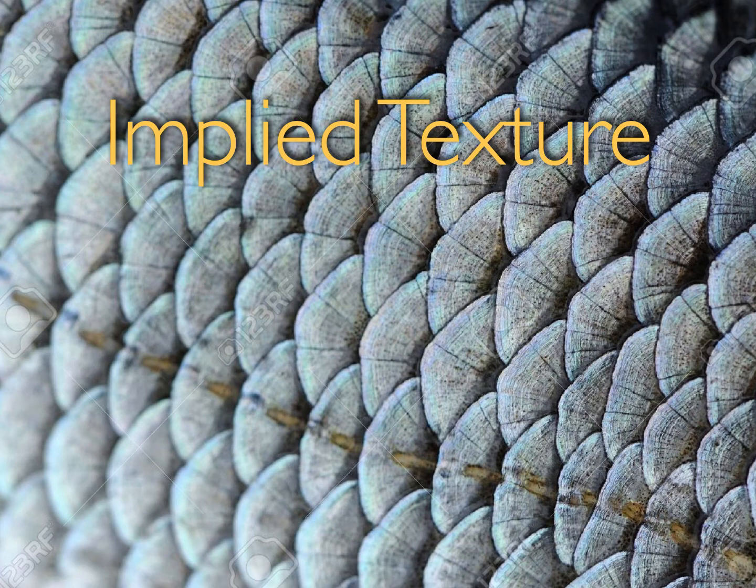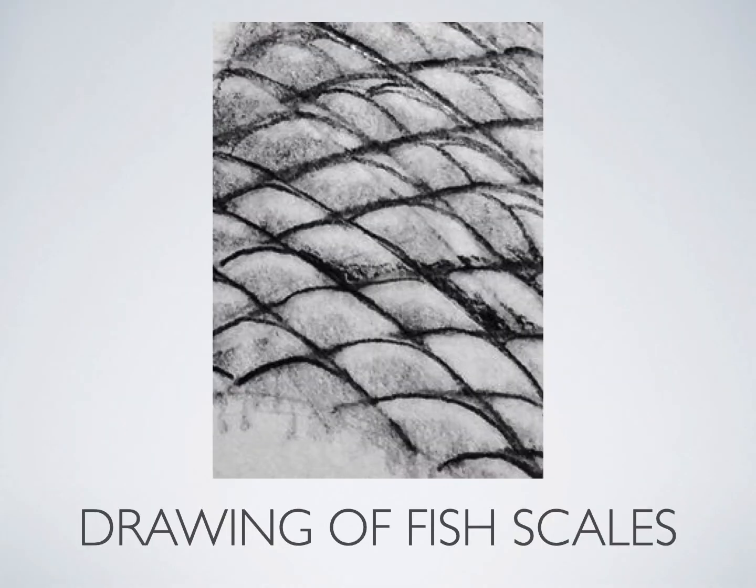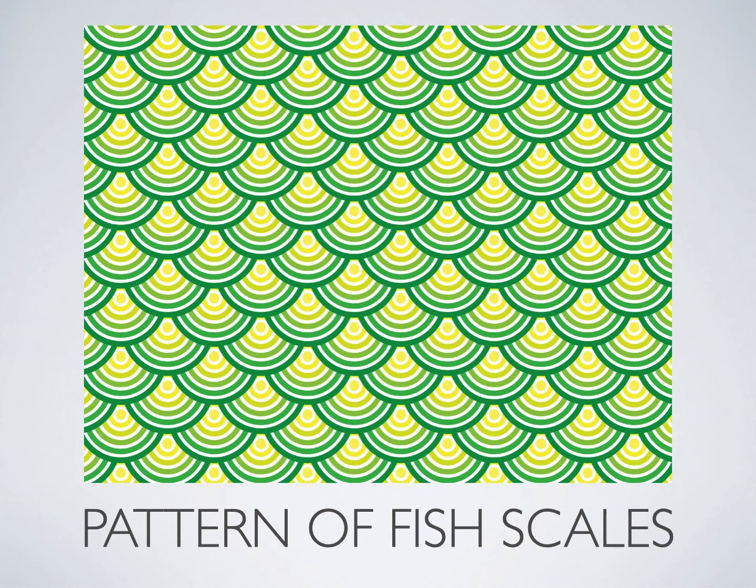This next slide, we're going into an implied texture. So this is going back to that fish scale, right? With the fish scale, you have some examples of actual texture. And then this is a drawing of fish scale, so then it's translated into this ink and wash drawing. And then designers will take this and abstract it even further. So this is a pattern of fish scales.